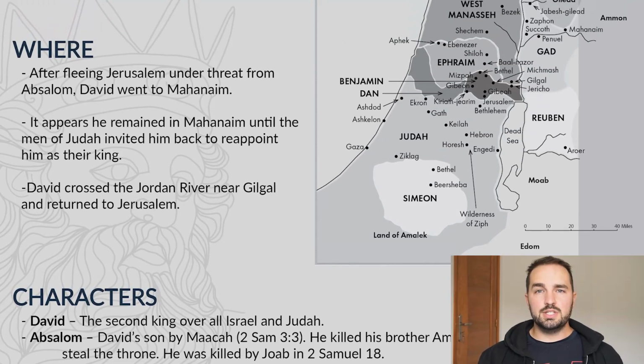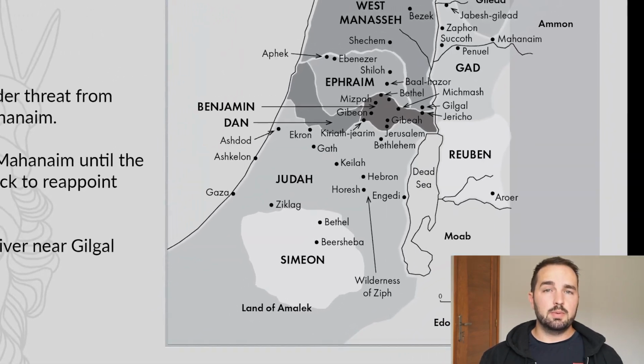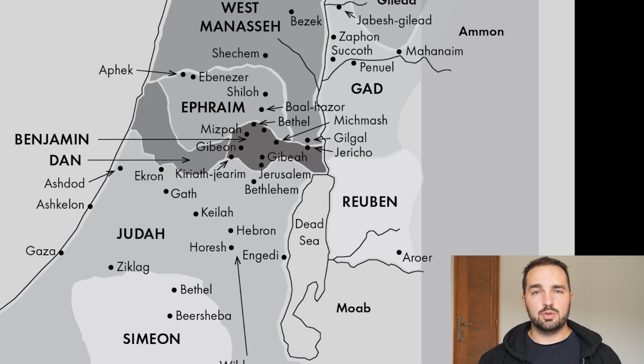Where do these events play out on the map? After fleeing from Jerusalem, running from Absalom, David went to Mahanaim, as we mentioned. It appears that he remained there until the men of Judah invited him back across the Jordan River to be reappointed as king after the death of Absalom. When David came back across the river, he came across around Gilgal, which you'll see on the map on the west side of the river, just north of Jericho.